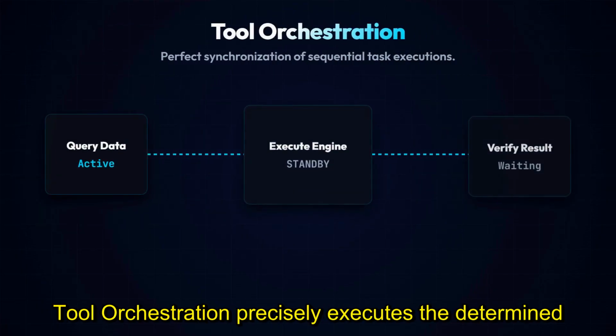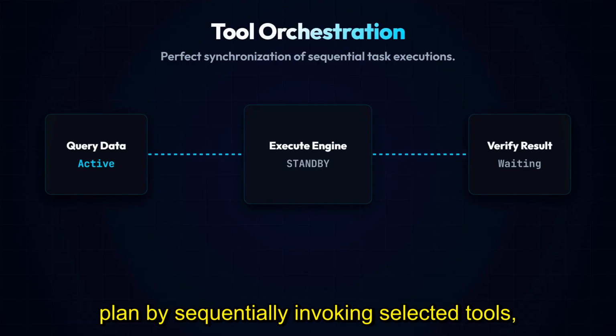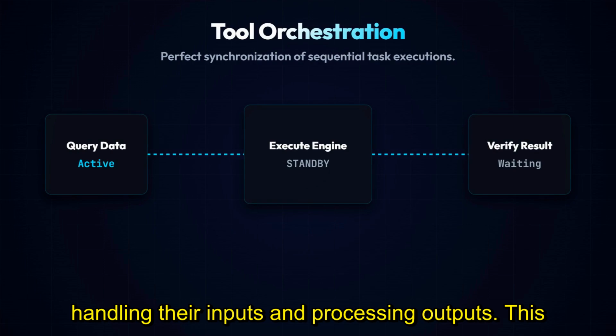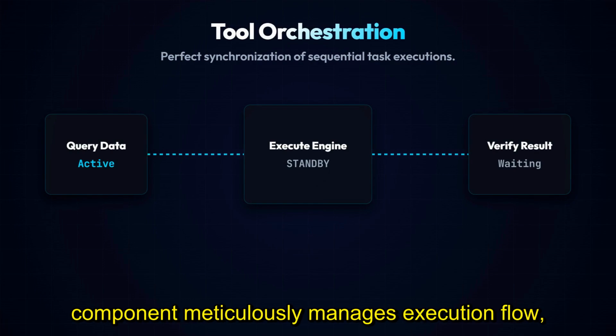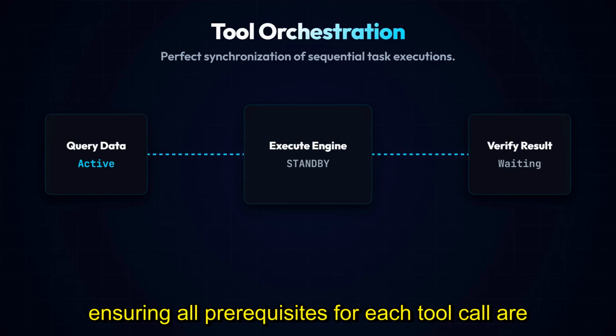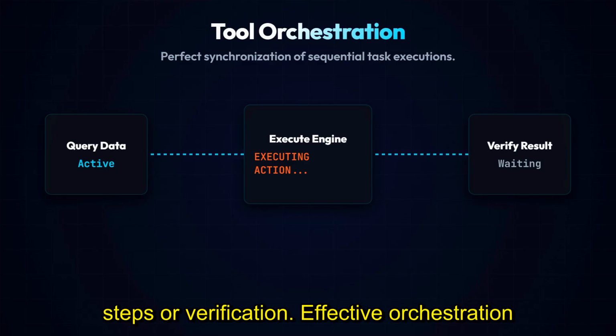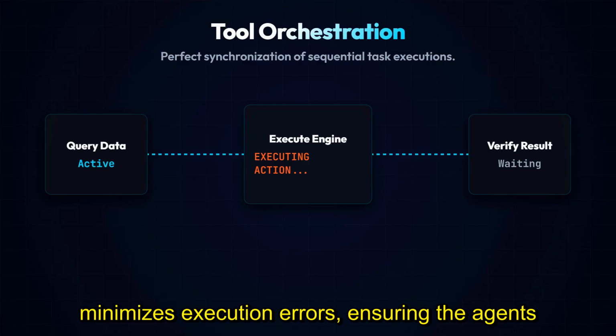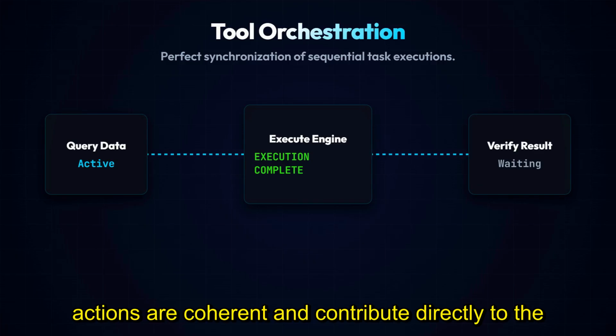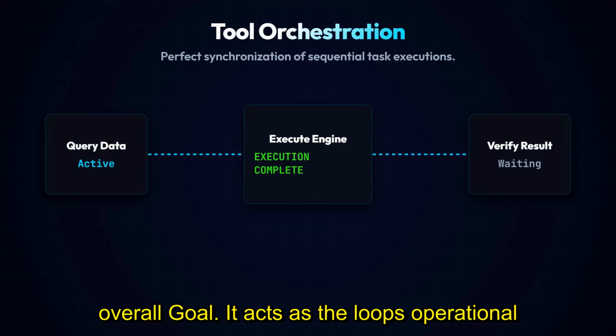Tool orchestration precisely executes the determined plan by sequentially invoking selected tools, handling their inputs and processing outputs. This component meticulously manages execution flow, ensuring all prerequisites for each tool call are met and results are correctly routed for subsequent steps or verification. Effective orchestration minimizes execution errors, ensuring the agent's actions are coherent and contribute directly to the overall goal. It acts as the loop's operational engine.